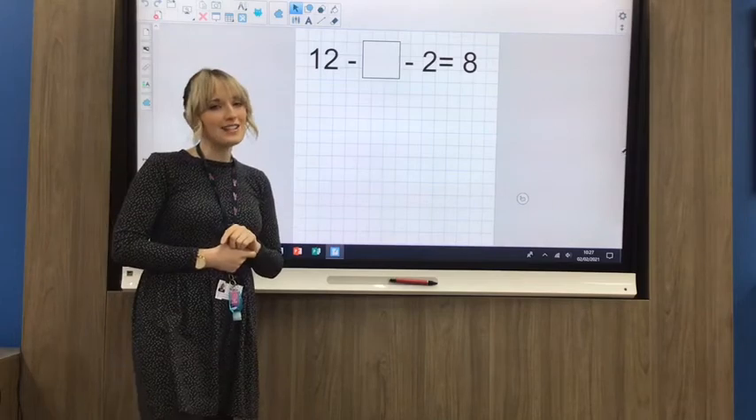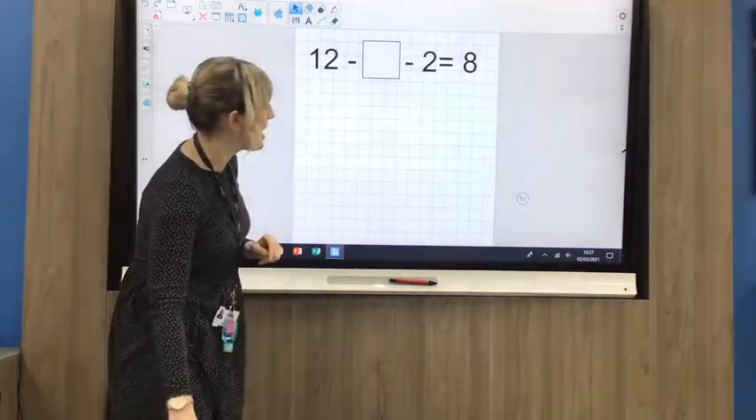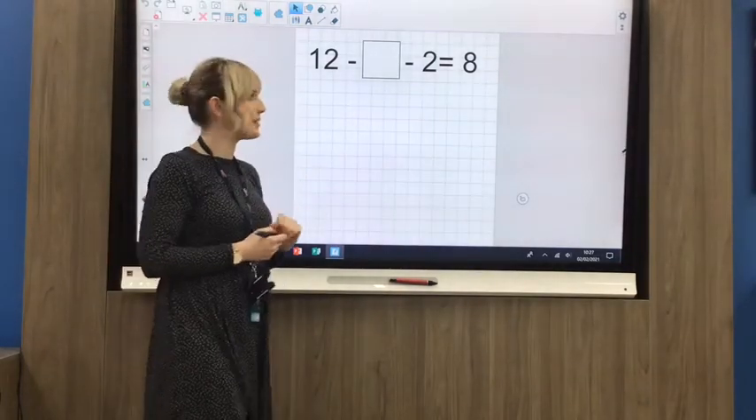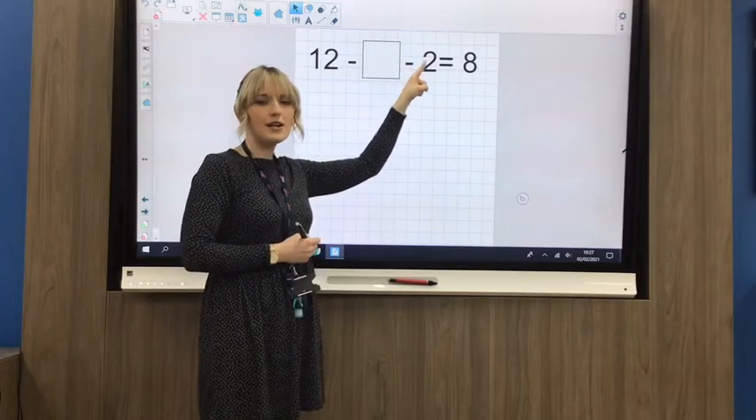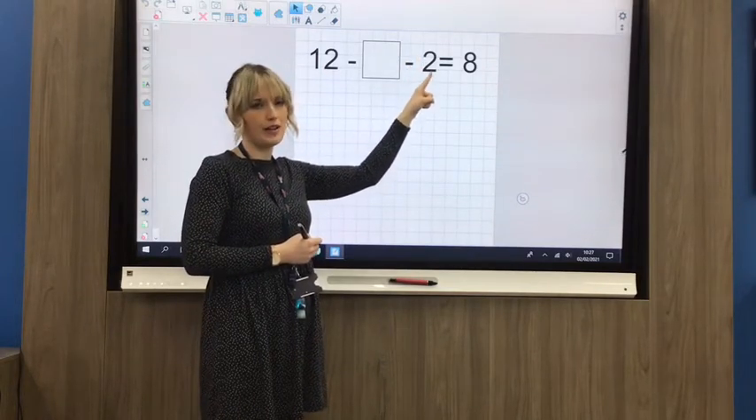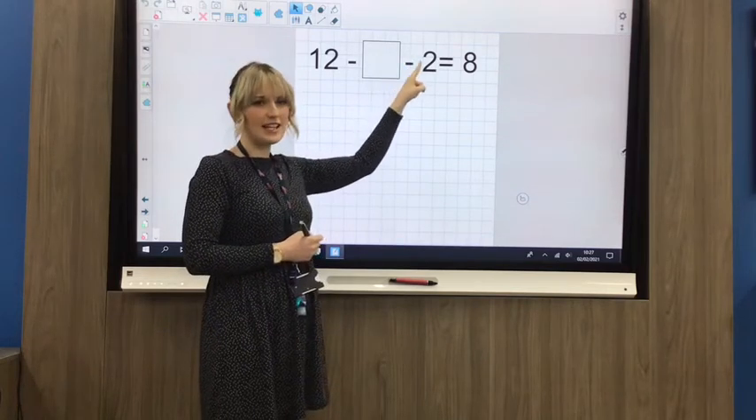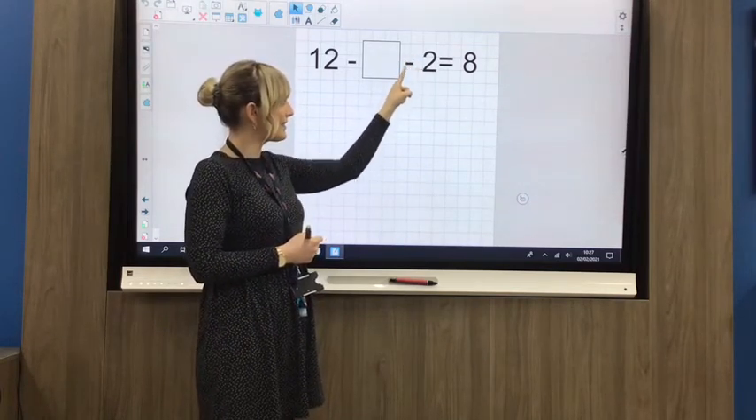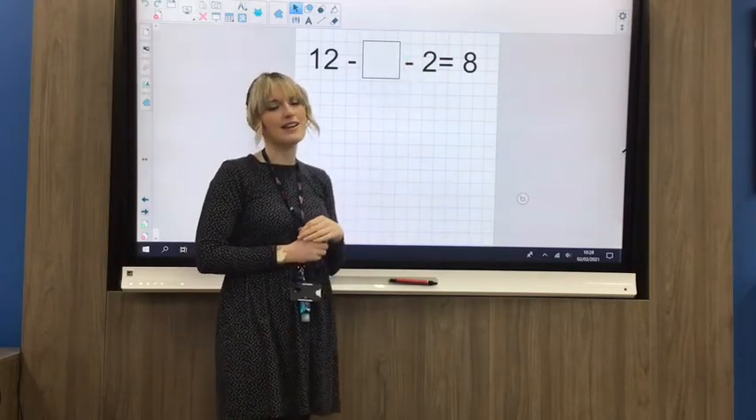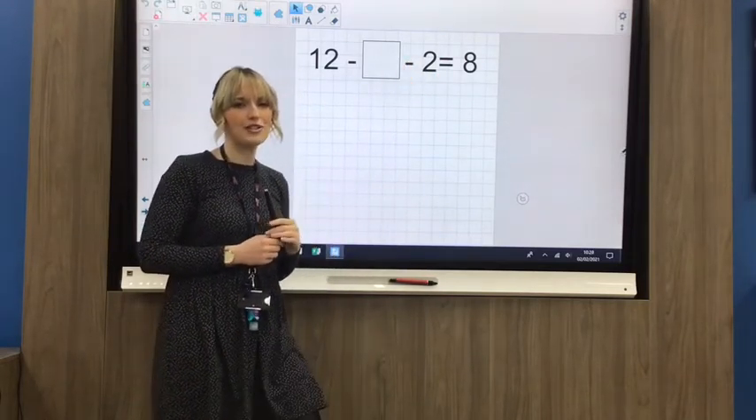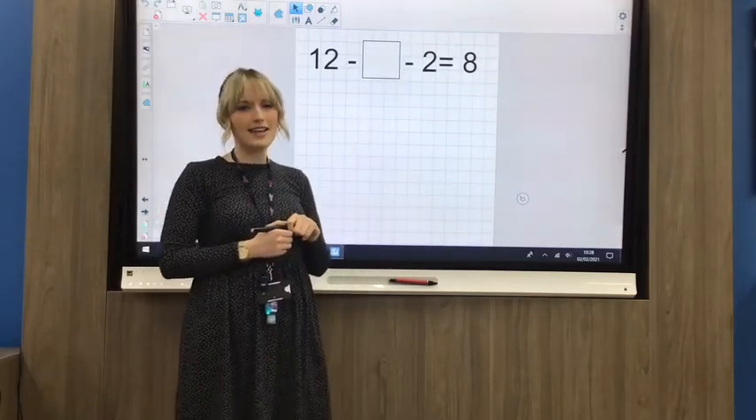Now, we had a look at one of these questions yesterday, and my top tip was to work backwards. So I've got 8, and the last thing I did was take away 2. Now I want to be able to find out, if I didn't take away 2, what would my answer be? So I want to reverse that, so I need to do the opposite of taking away. I wonder if you can shout out or tell your adult what the opposite of taking away is.